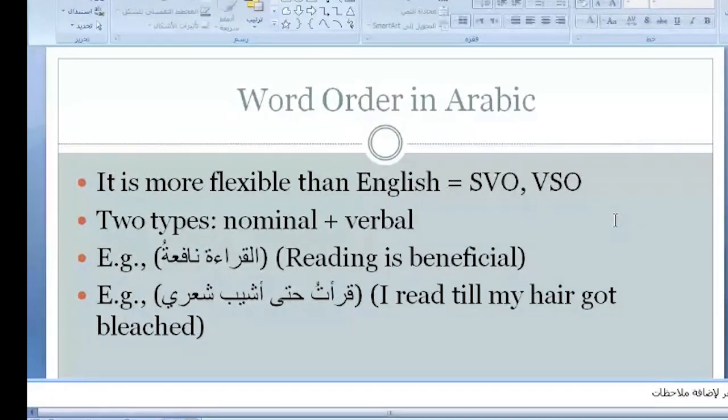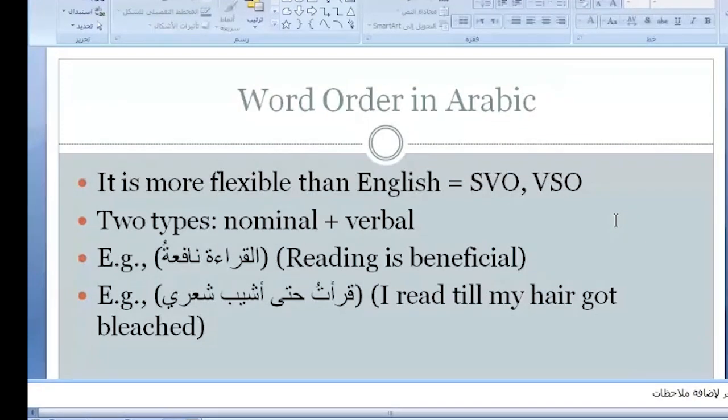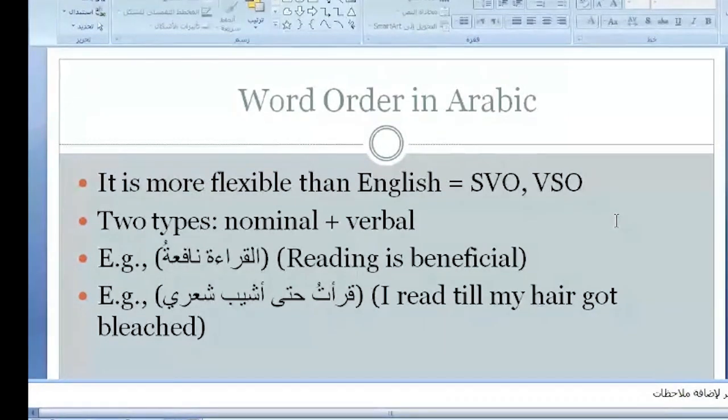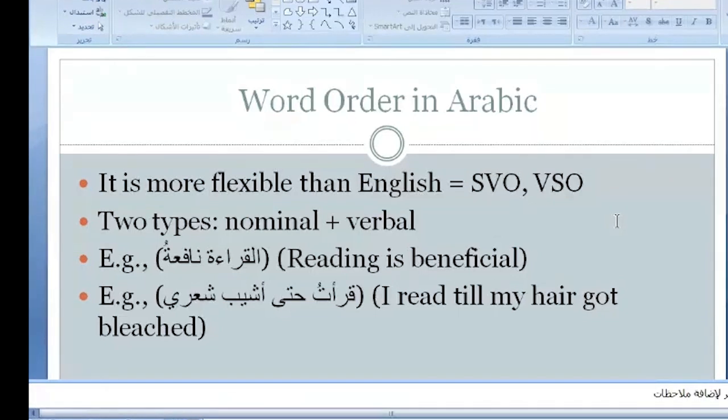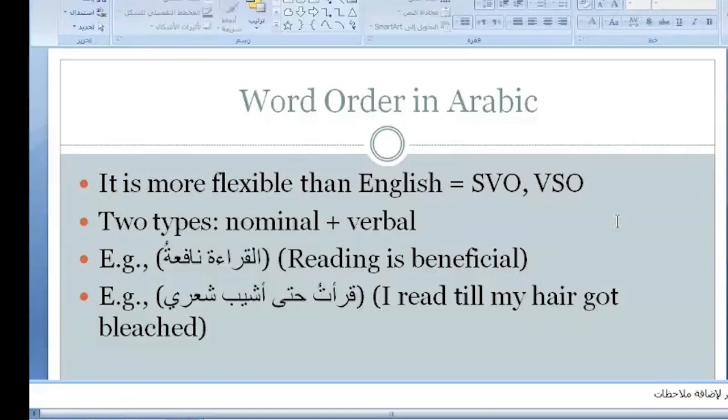Arabic is a language which is more flexible than English. The basic difference between English and Arabic as far as the structure, their system is concerned, is that Arabic is a morphological language. يعني هي لغة تعتمد على الصرف. Arabic is a morphological language, but English is syntactic. لكن الإنجليزية تعتمد على التركيب.